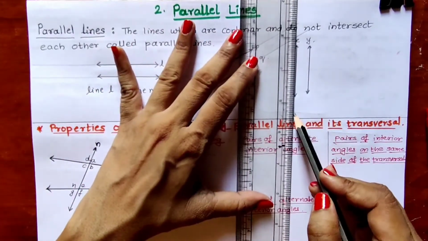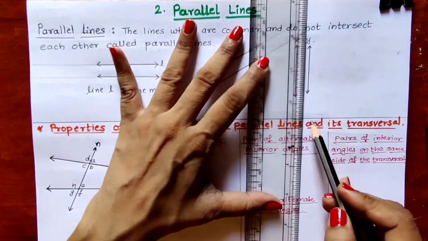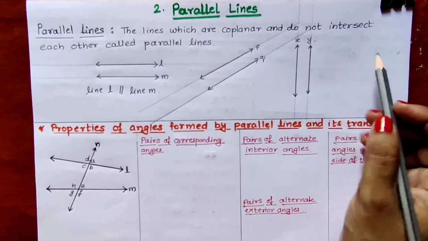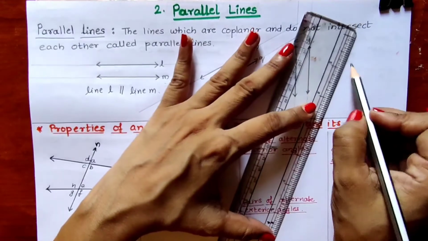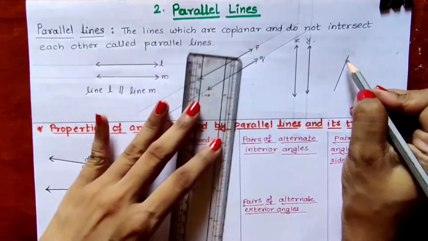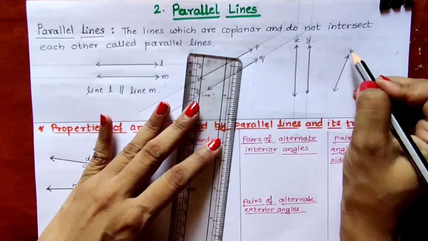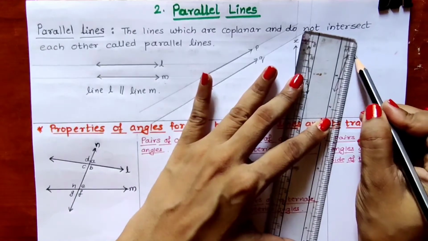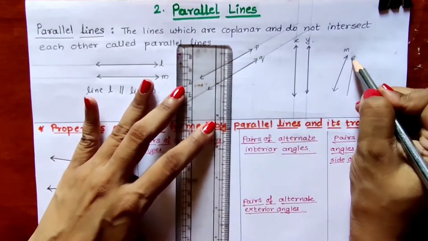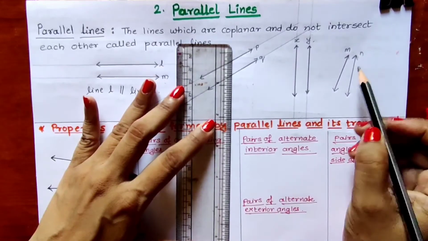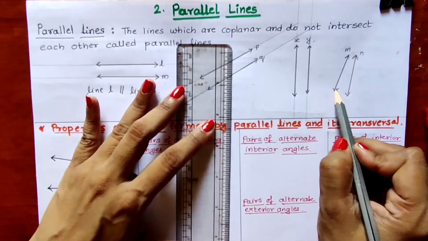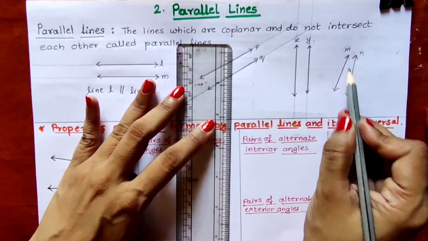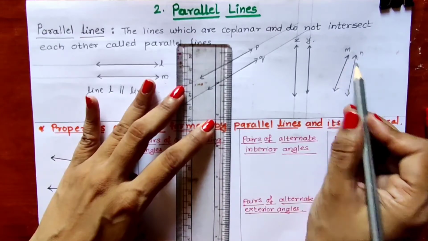Similarly, line X and line Y are also parallel. If I extend them in both directions, they will not intersect each other, and that's why they are known as parallel lines. Instead of this, if I draw such type of lines, for example, I am drawing this line M, and then this line N, you can see that the distance between them is not the same. Here the distance between these two lines is bigger, and when we go in the upward direction, the distance becomes smaller. So that means what?